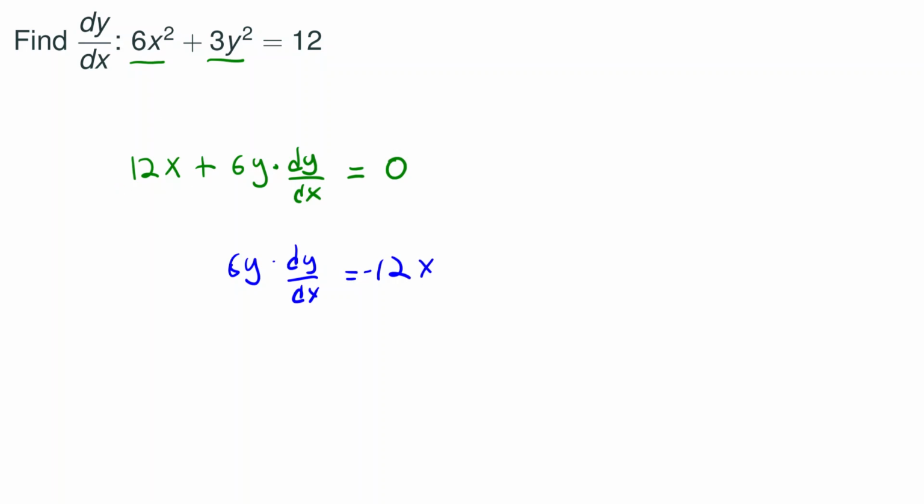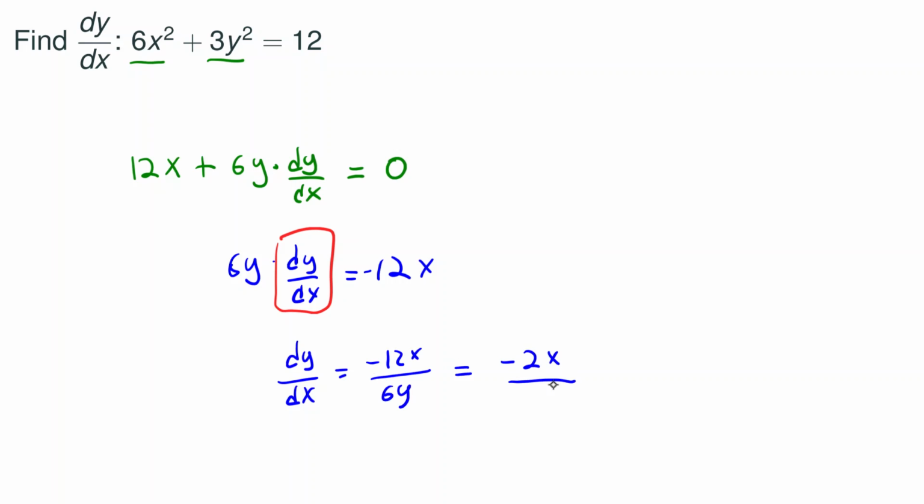So then I need to isolate dy/dx here, since we're solving for the derivative. So we divide by 6y on both sides. So then dy/dx equals negative 12x over 6y, which simplifies to negative 2x over y. Final answer.